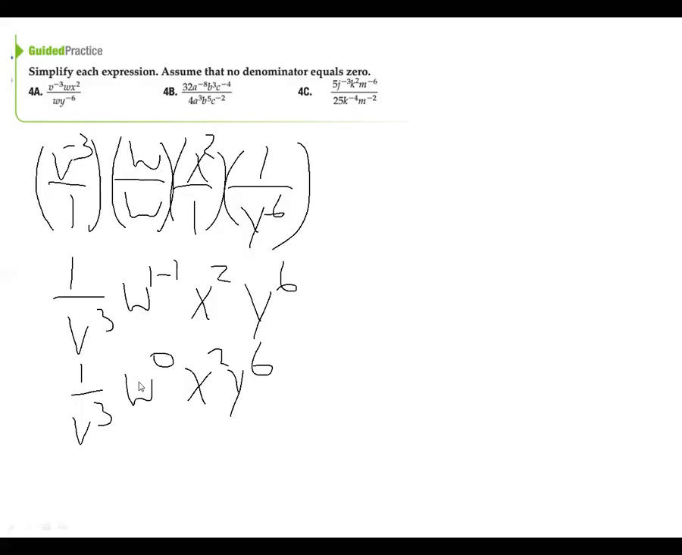W to the 0 is just understood to be a 1. So you would have x squared, y to the 6th over v cubed. Each base appears only once, fractions are in simplest form, and each exponent is positive. All right, we're good on that one.